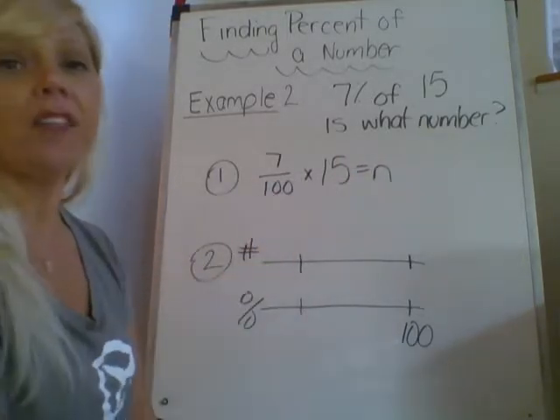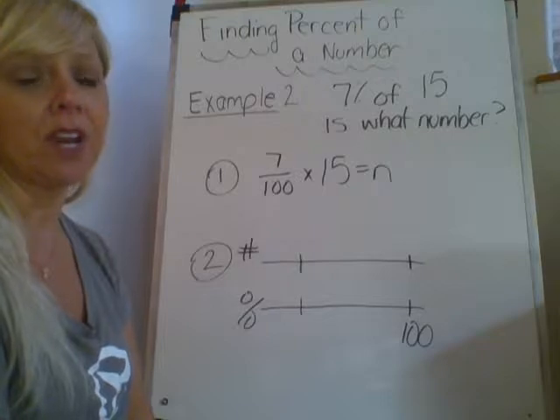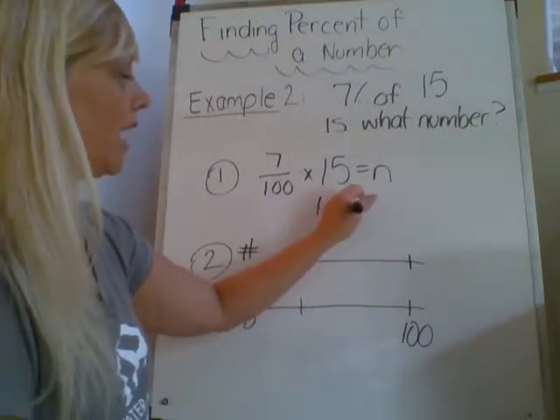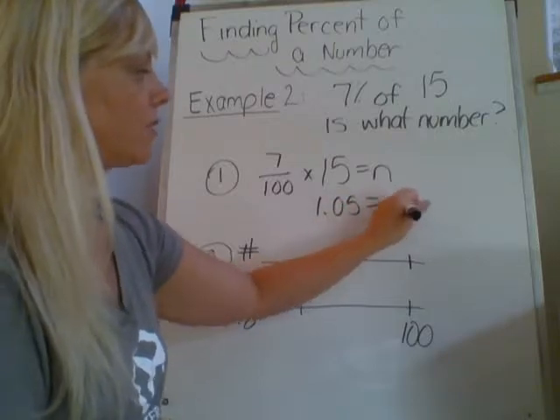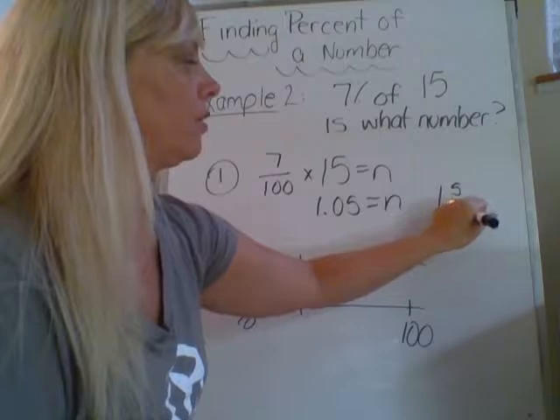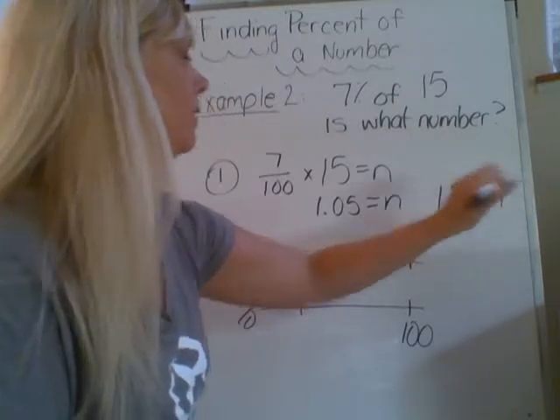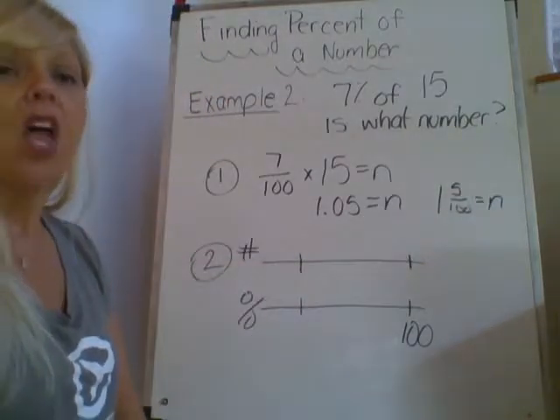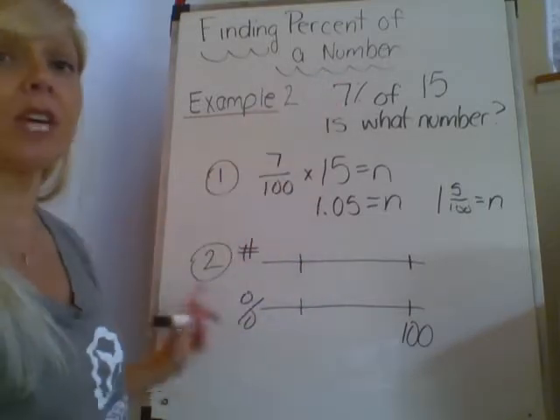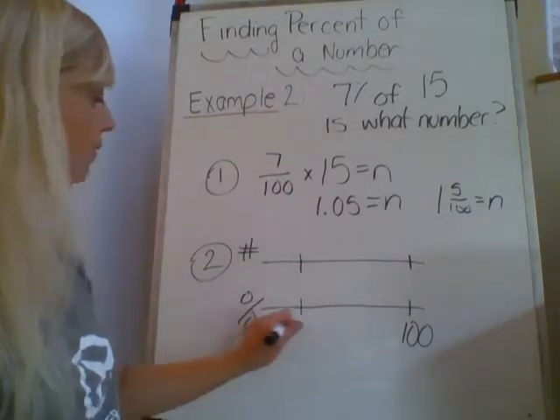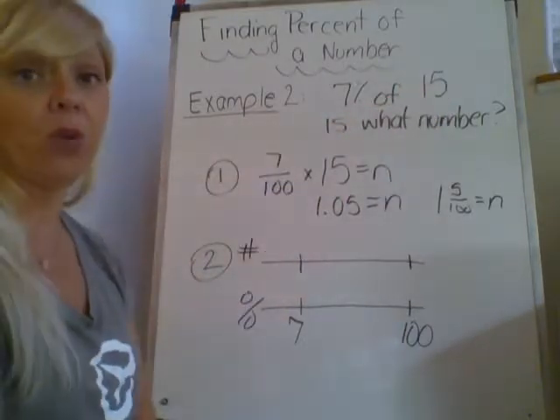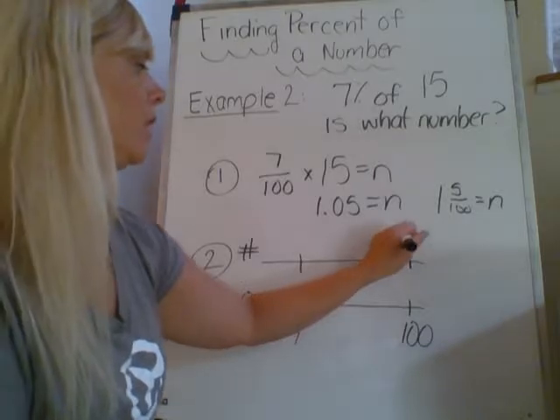If I multiply this equation, 7 hundredths times 15, n ends up being 1 and 5 hundredths. Or in fraction form, it'd be 1 and 5 over 100 equals n. Okay, if I set it up as my proportion, I know 7% goes on the percent line, so 7% is going to be down here. 15 is my total. My total always goes over my 100.